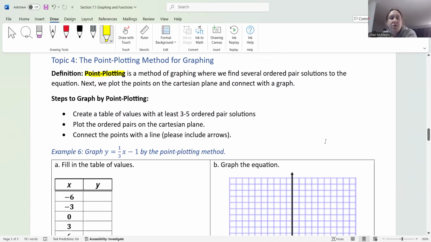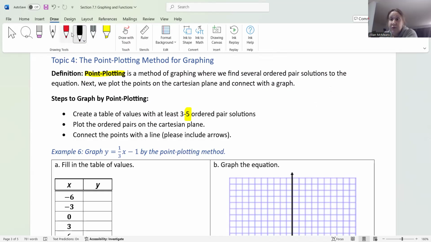Okay. So the steps. How would we do this? Well, we need to create what's called a table of values. A table of values consists of X and Y coordinates that go together. So for this X, this is what Y has to be in order to be a solution to the equation. So we have a column of X's with the corresponding Y's that create ordered pair solutions, and we need a minimum of 3, but more like 5 to 7 is better. So we're going to shoot for 5 different ordered pair solutions.